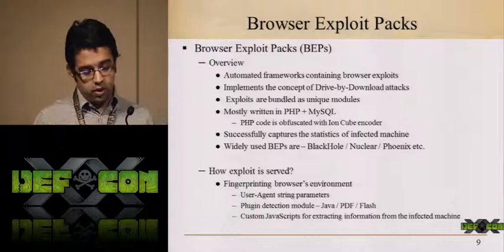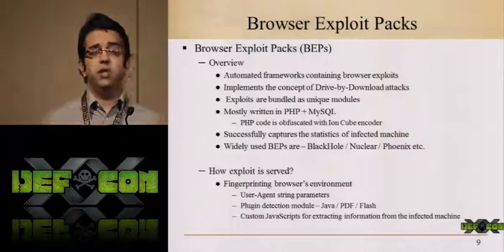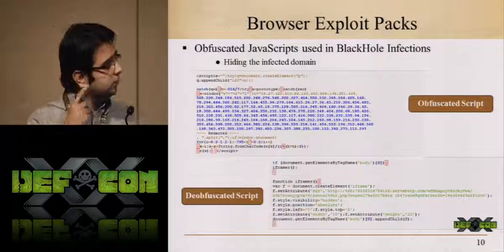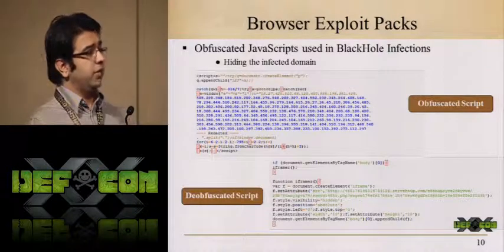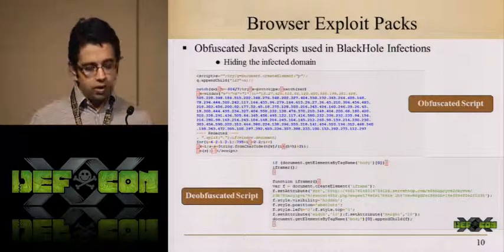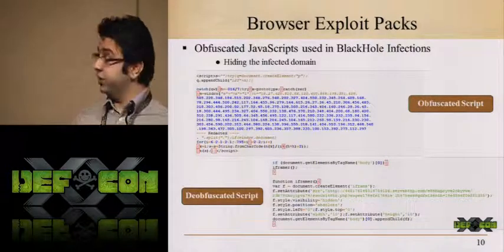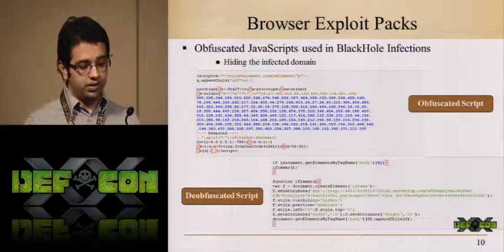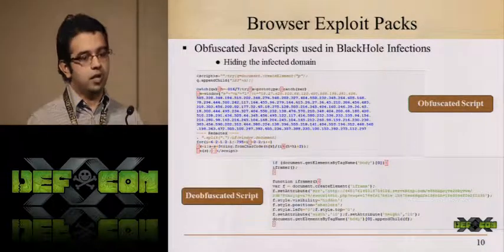And then there are custom JavaScripts, which are used explicitly for fingerprinting. Like, give me the browser version, give me the user environment information. This is very much required for browser exploit packs. The examples I'm going to discuss in this talk are totally based on real-time case studies that we have analyzed. All these iframes and obfuscated scripts and this kind of pattern that I put on the slides here are being used heavily nowadays. It's a similar set of patterns that browser exploit packs like Black Hole and Nuclear Pack are using.